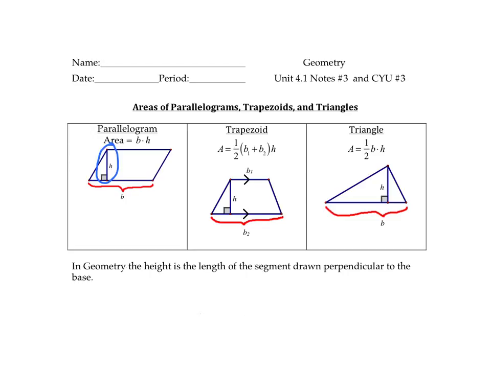In a trapezoid, we find the area by taking 1/2 the sum of the two bases, so you add up the lengths of the two bases, multiply it by 1/2, and then multiply it by the height. In a triangle, the formula is 1/2 times the base times the height. And again, the height must be perpendicular to a side of the triangle.